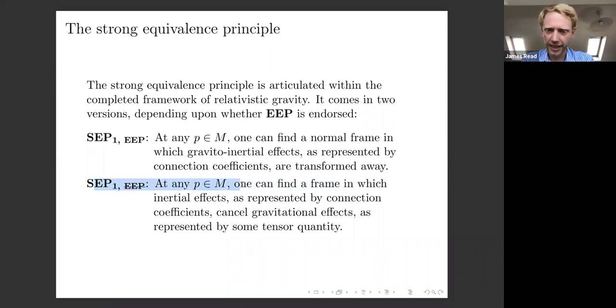This says at any point in the manifold, one can find a frame in which inertial effects, as represented by connection coefficients, cancel gravitational effects as represented by some tensorial quantity. So I've gone to the frame in which gravitational effects do not appear to be there. That need not be a normal frame, using the derivative operator for whatever theory is under consideration, but that will become a bit clearer in a second.